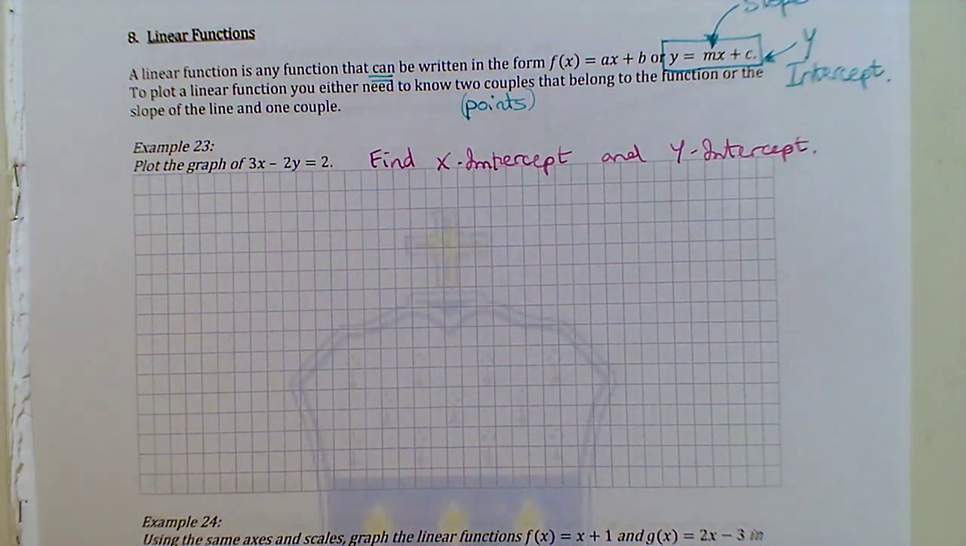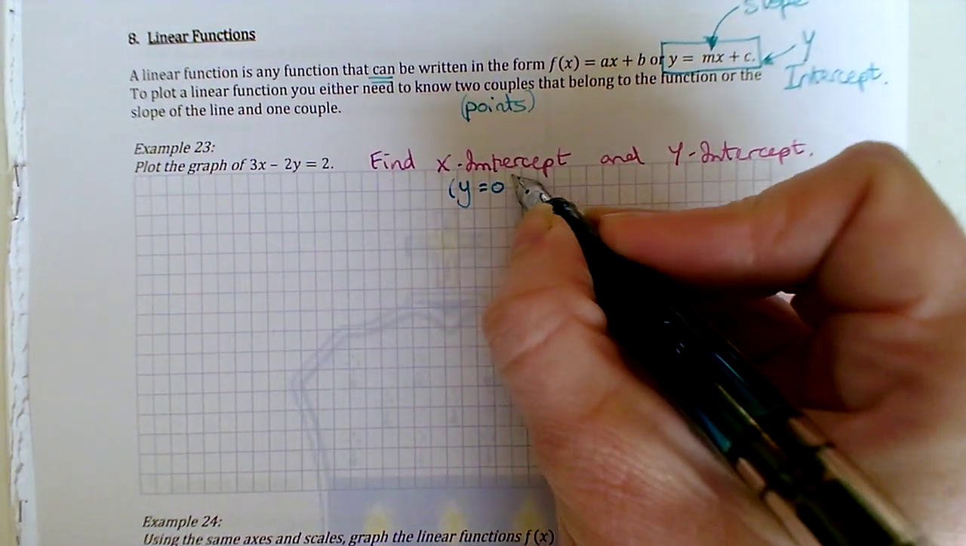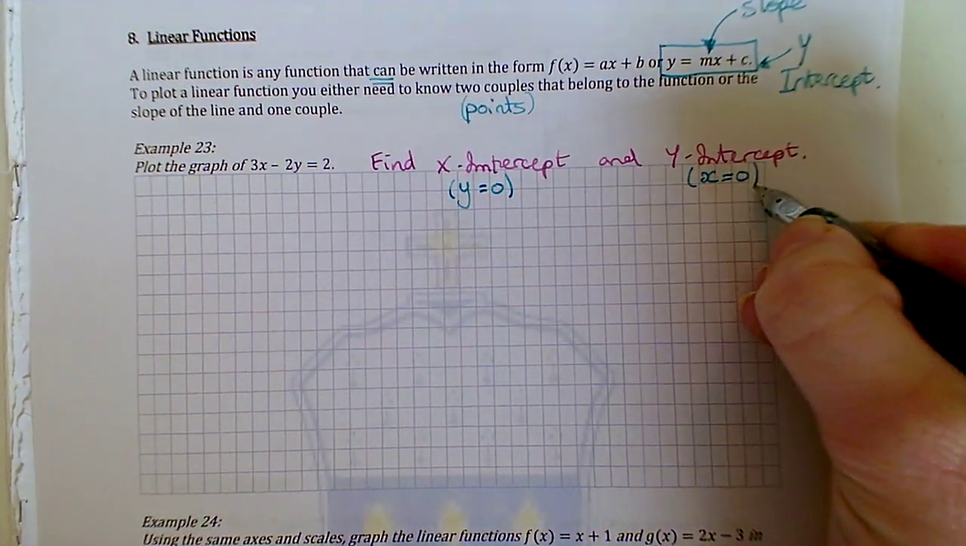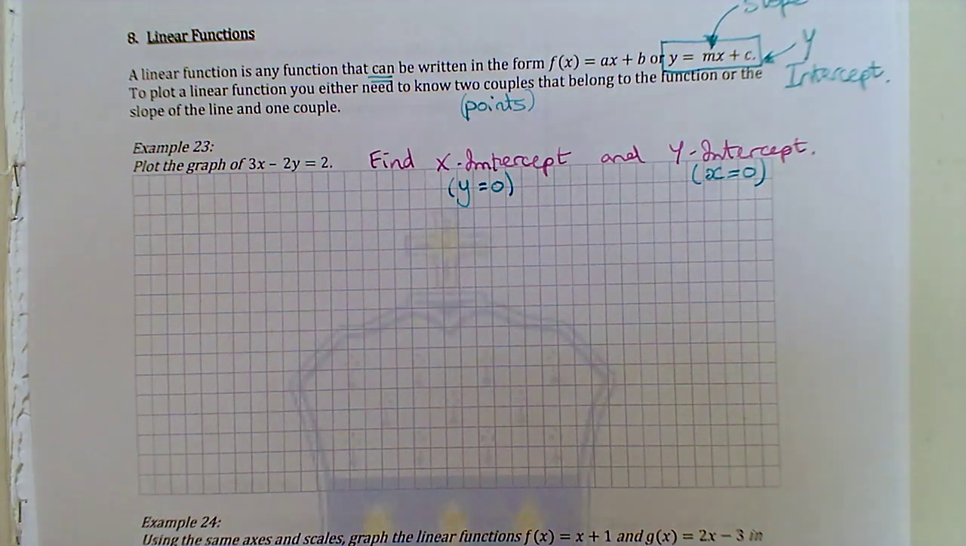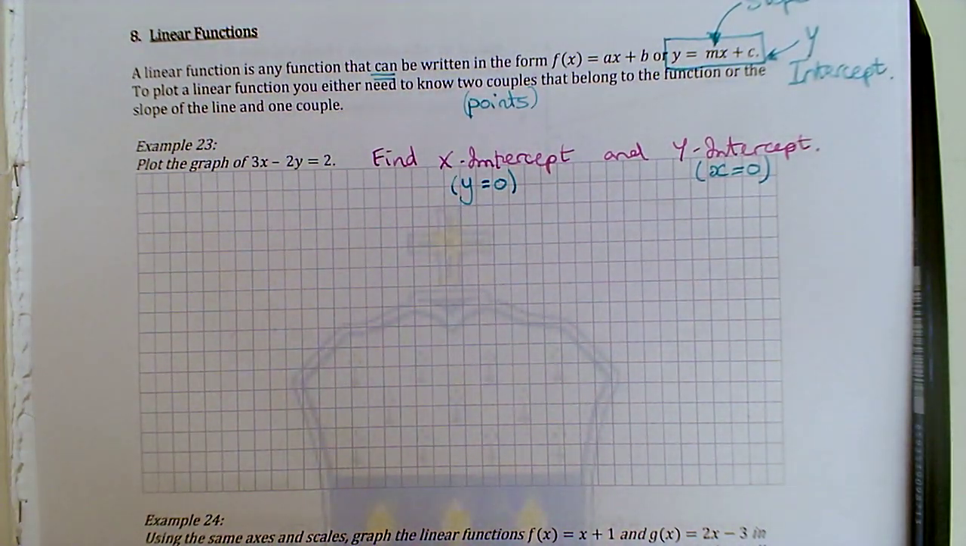So the reason we might find the x-intercept is because we can just sub in y equals 0, and the y-intercept because we can just sub in x equals 0. The x-intercept means where it crosses the x-axis. So let's do our calculations for that, and then we'll do the plotting.